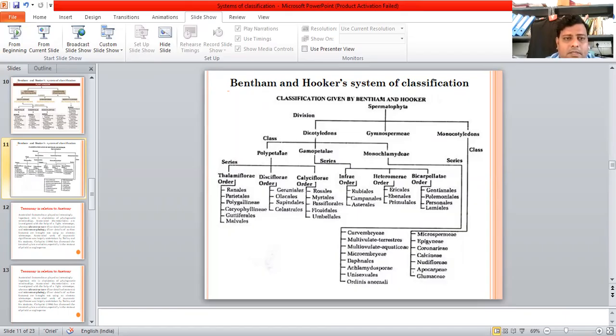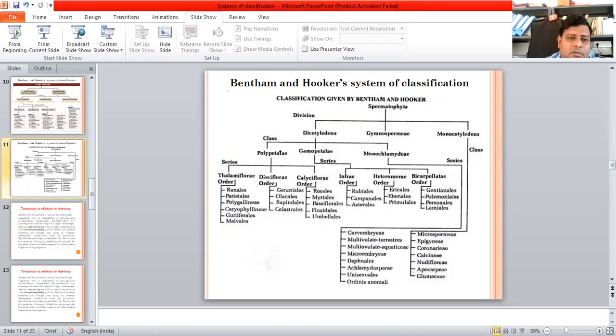Cycadaceae were given. The class Monocotyledonae, the characters which you already know: one cotyledon, closed vascular bundle, parallel venation, trimerous flowers are there. In this, further it was divided into series Microspermae, series Epigynae, series Coronarieae, series Calycinae, series Nudiflorae, series Apocarpae, series Glumaceae. Series Microspermae, the character: the ovary is inferior, seeds are minute.